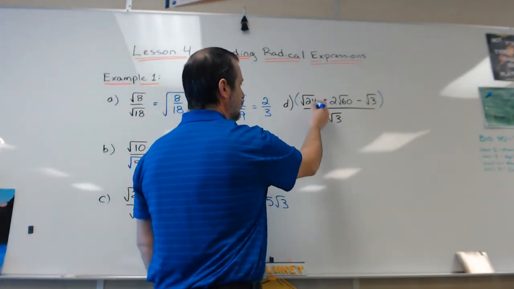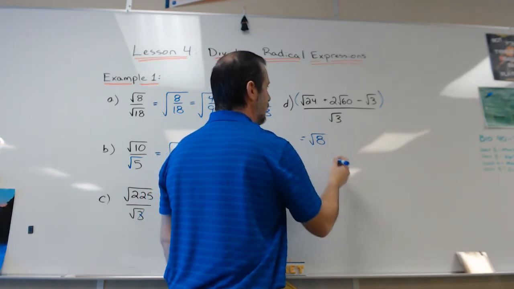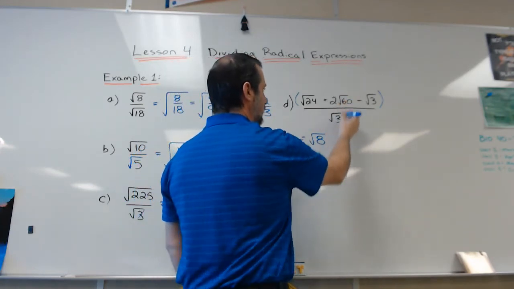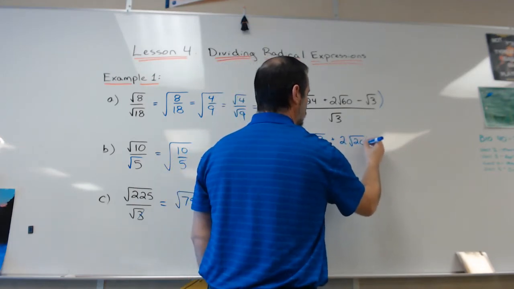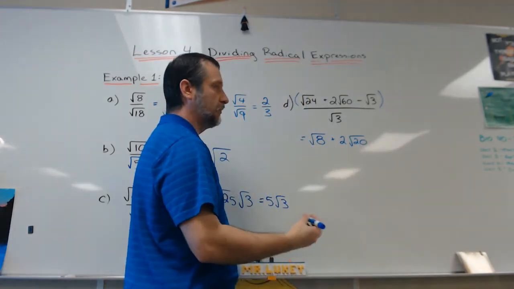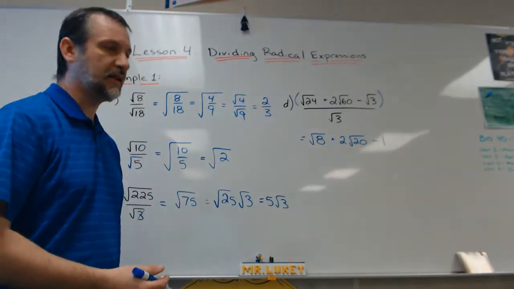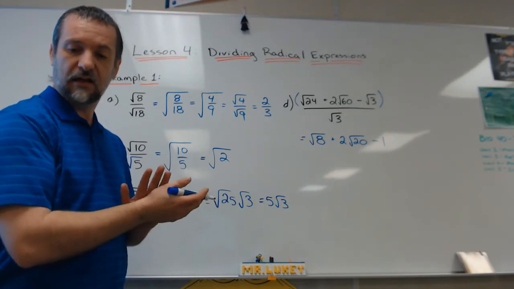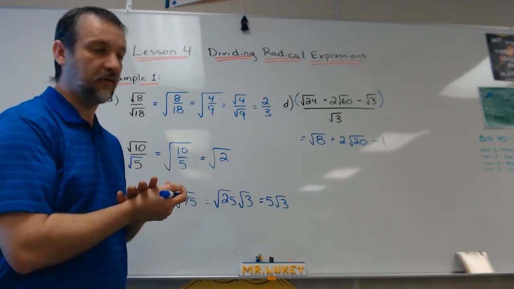So root 24 divided by root 3 is going to equal the square root of 8. 2 times root 60, we can divide by root 3 and get 2 root 20. And then negative root 3 divided by root 3 is going to be negative 1. And that's how we're going to do that. Am I done there? As it turns out, no, I am not. Of course, we can simplify a little bit further here, right?